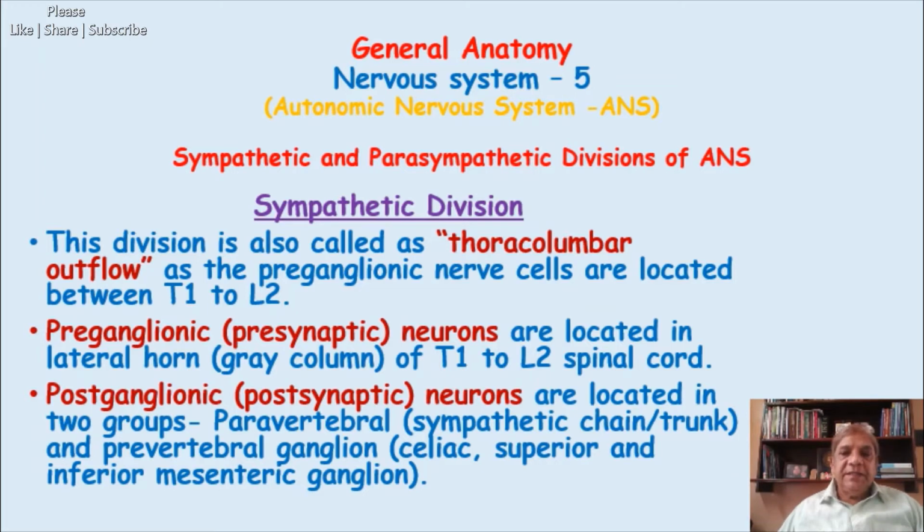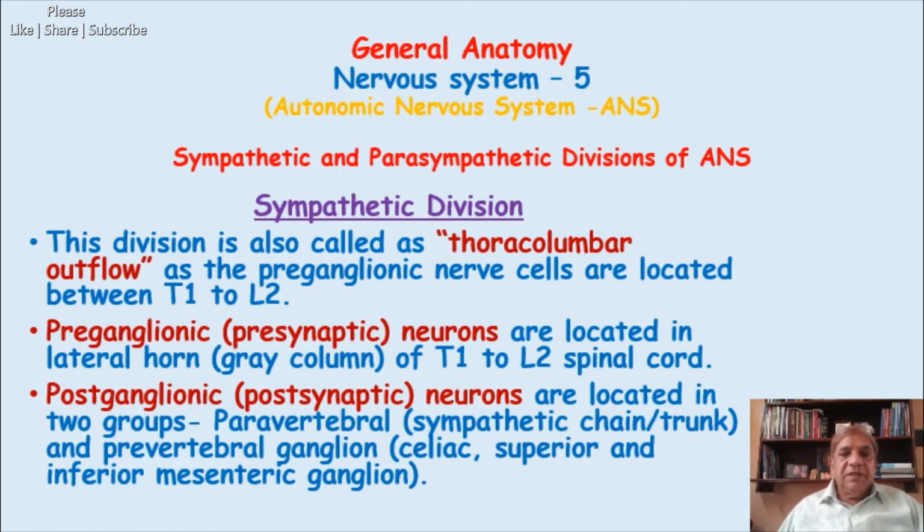These neurons, as you already know, are located in the lateral horn of the gray column of the spinal cord. In a transverse section you have seen an anterior horn and a posterior horn of the gray column, and between T1 and L2 there is a small projection on the side, which is called the lateral horn of the gray column.